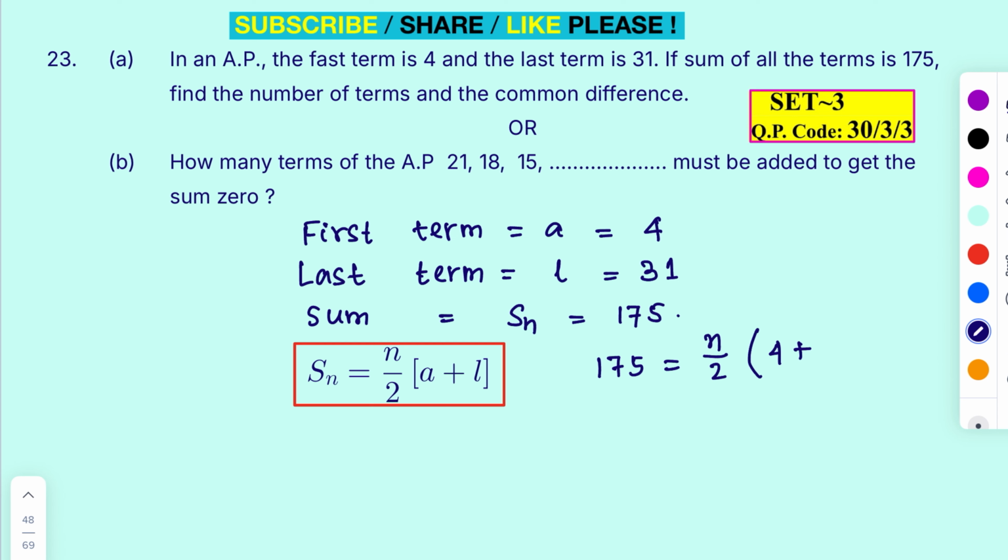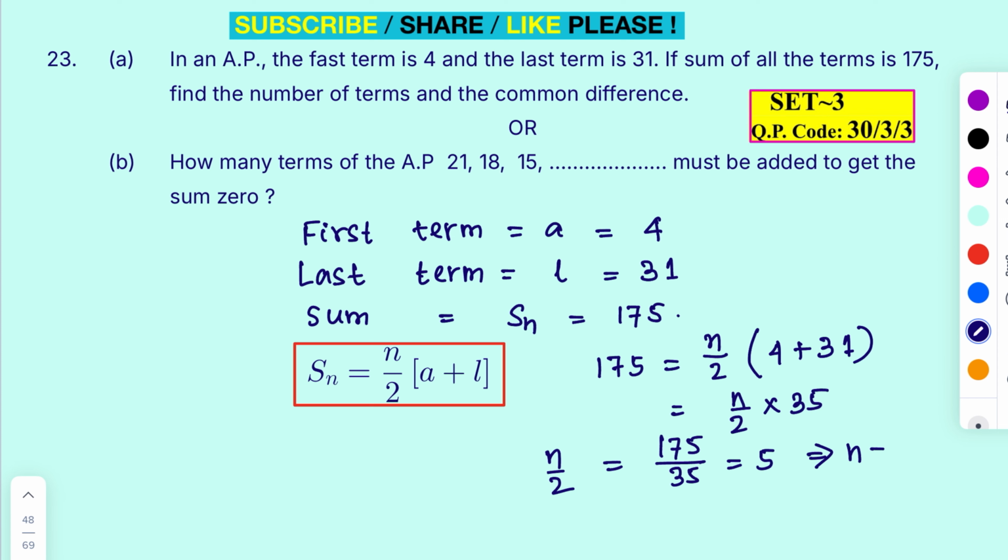A is 4 and l is 31. So we can write this as 175 is equal to n by 2 into 35, and if we simplify it, we will get n by 2 is equal to 175 by 35, that is equal to 5, or n is equal to 10. Number of terms is 10. Find the number of terms and the common difference.